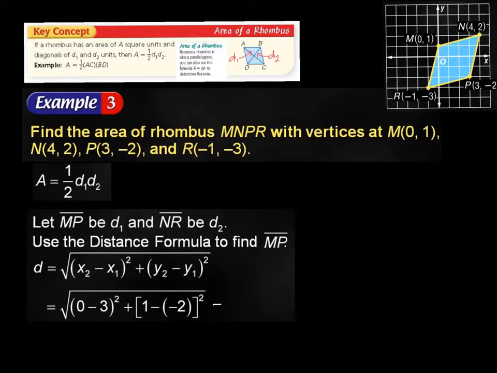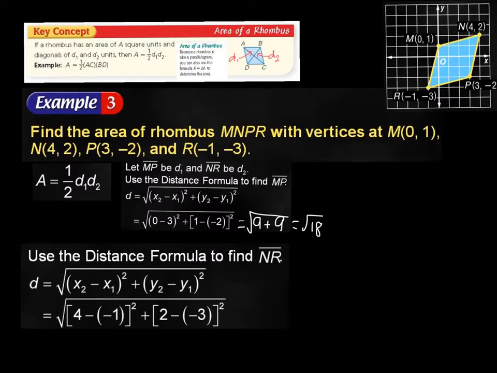So if MP is our first diagonal, we do the difference in the x's. 0 minus 3 is -3, squared is 9. And 1 minus -2 is 3 also, squared is 9 also. So we have the square root of 18. We're going to do the same thing for NR.